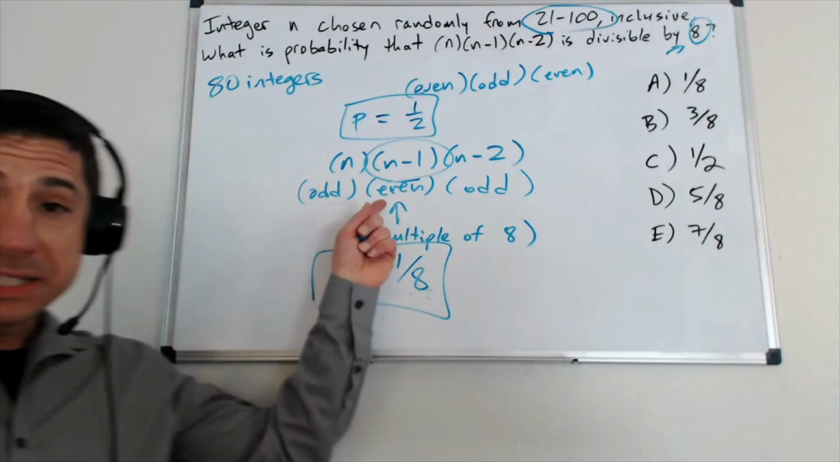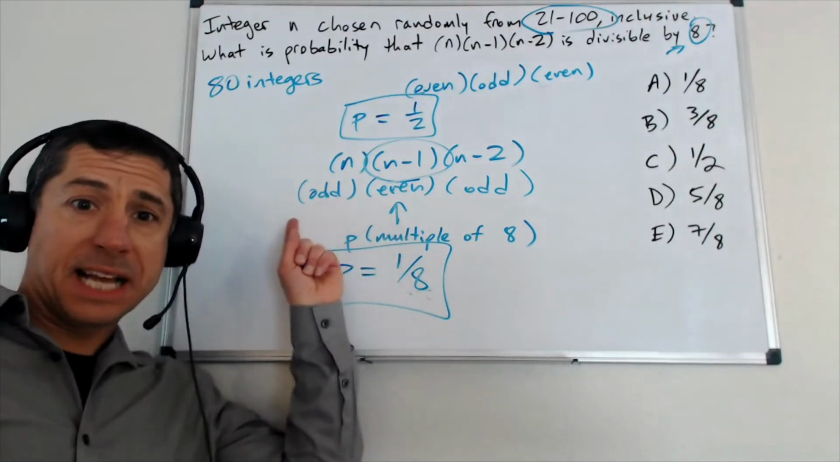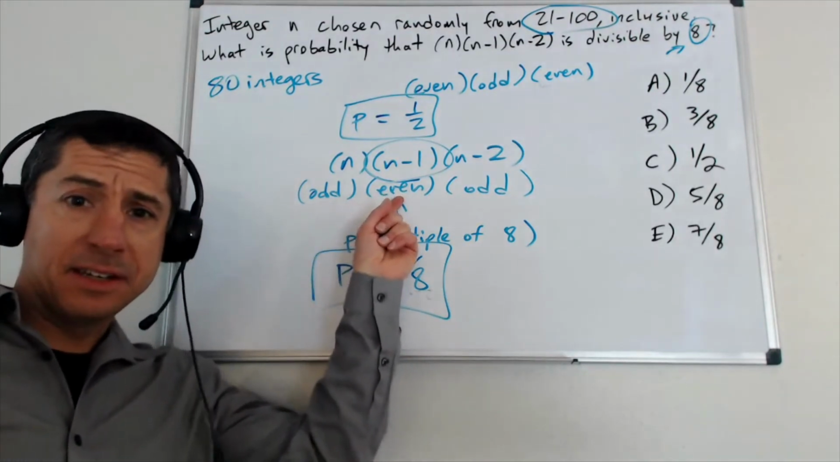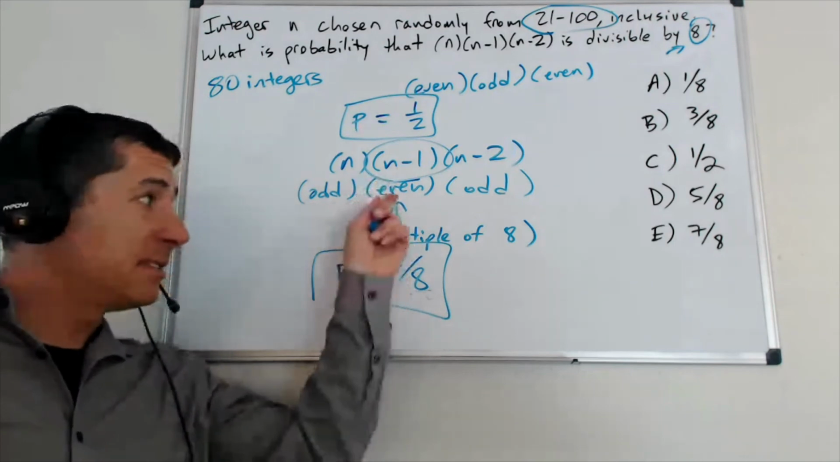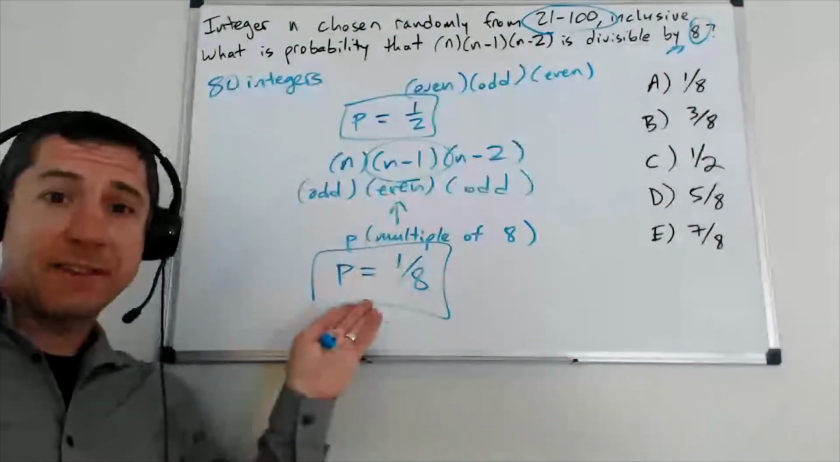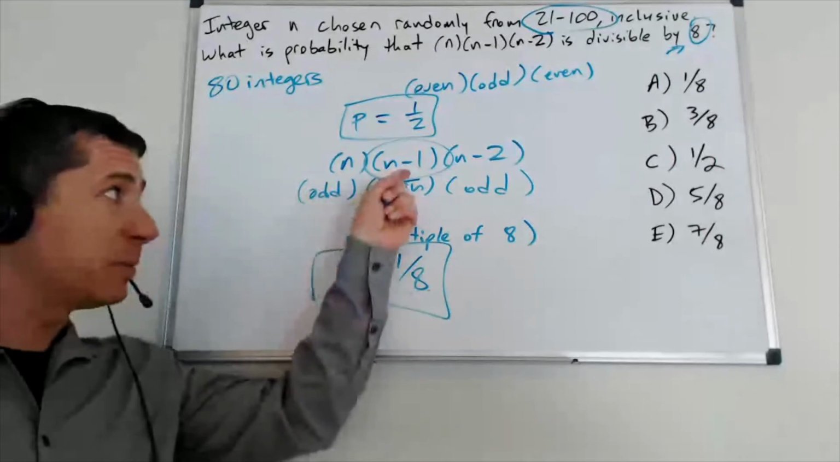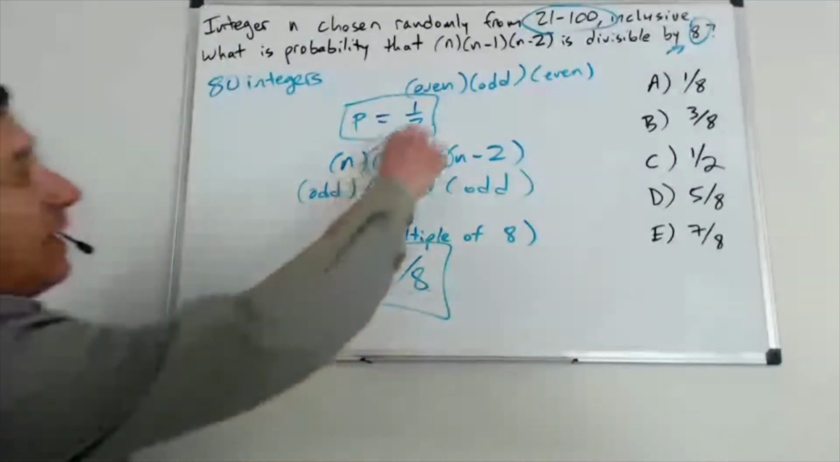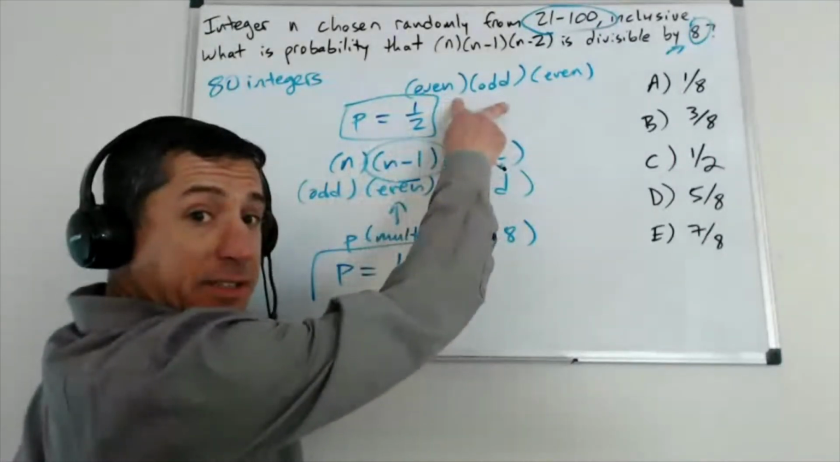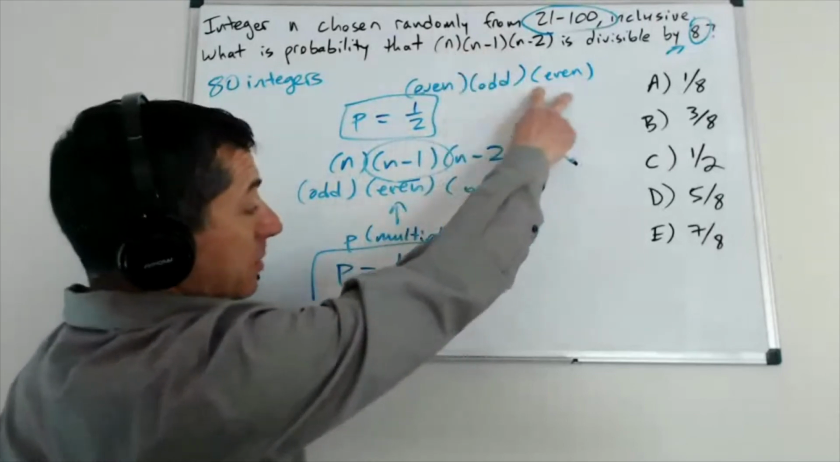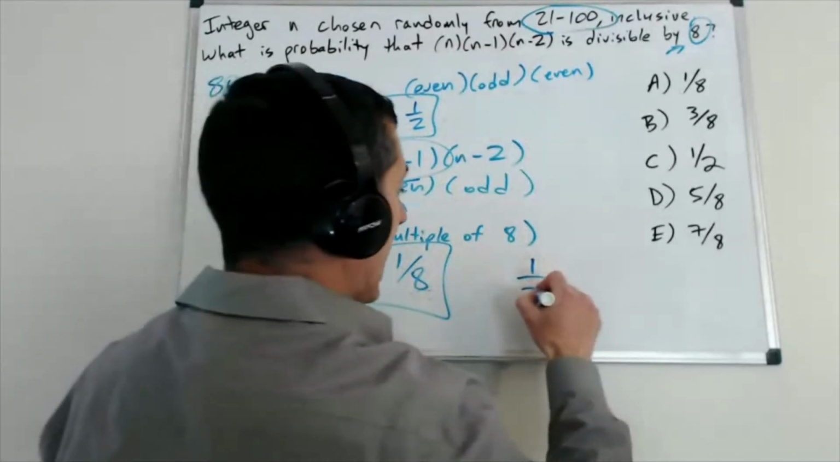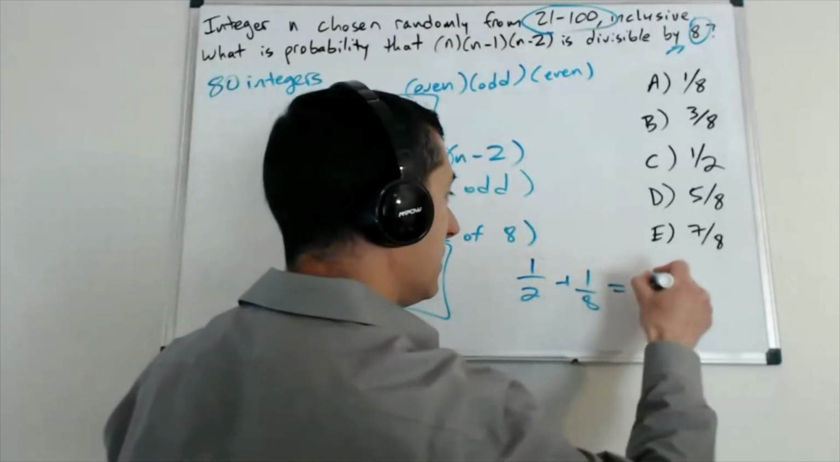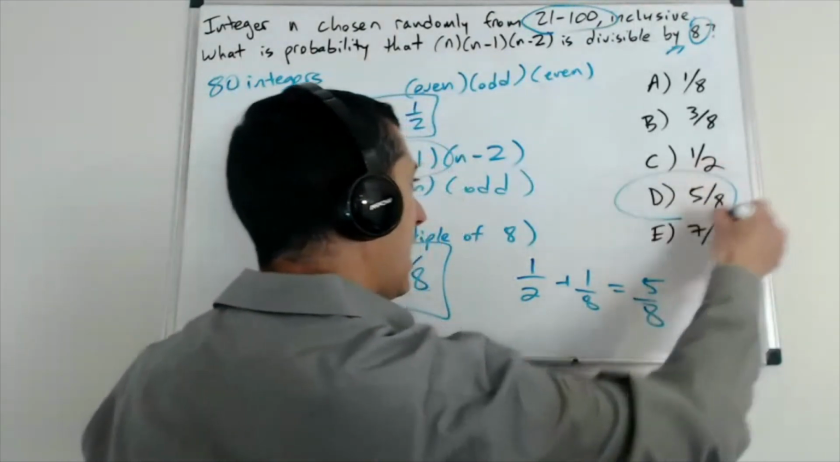So if the middle number is even, so if n is odd, n minus 1 is going to be even. Probability that this is a multiple of 8: total, 1 out of 8 different values of n are going to give me a multiple of 8 here. And then 1 out of every 2 occasions, I'm going to get an even number on the first, which gives me a multiple of 8 as well. 1/2 plus that 1/8 just gives me 5/8. And my answer is D.